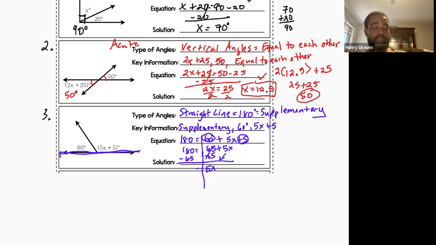So 180 minus 65 gives me 115. If I divide both sides by 5, x is going to equal 23.